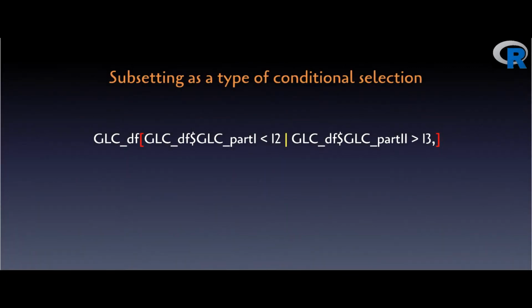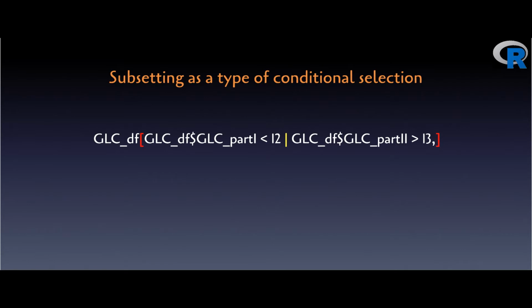Every time you subset a vector or a data frame, essentially you run some code to select one or more members of the object under a specific complex condition. For instance, in the last line of code that we saw in the last video, we asked for those rows that satisfy one of the two conditions, or both. Either those rows where the column glc_part1 is less than 12, or glc_part2 is more than 13.